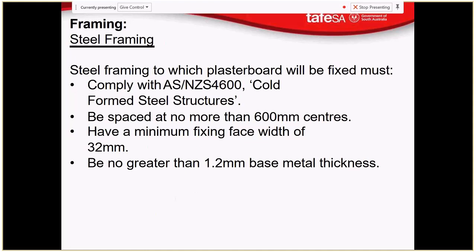Steel framing to which plaster will be fixed must comply with the Australian standard for cold formed steel structures. Be placed at no more than 600mm centres. Once again, have a minimum fixing face width of 32mm. Be no greater than 1.2mm base metal thickness. Can anybody think why we shouldn't have anything more than 1.2mm base metal thickness?